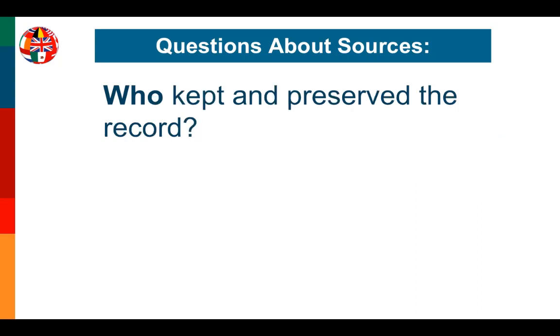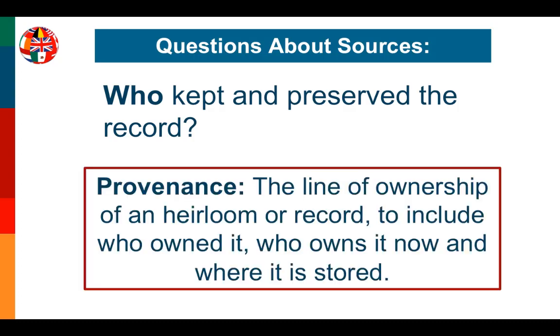Did the county clerk create and keep the record in the county courthouse? And has the record always been kept there? Or was the record moved from place to place for safekeeping during the Civil War, for example? Or in other words, what is the provenance of the record? Provenance is the line of ownership of an heirloom or record to include who owned it, who owns it now, and where it's stored.